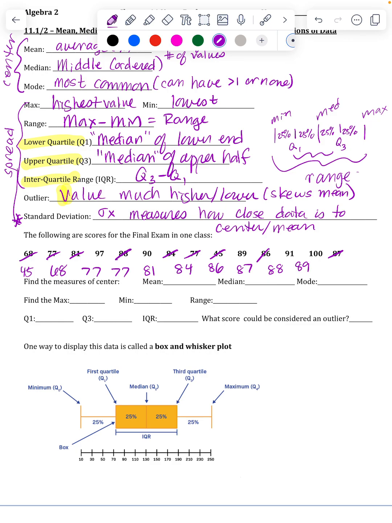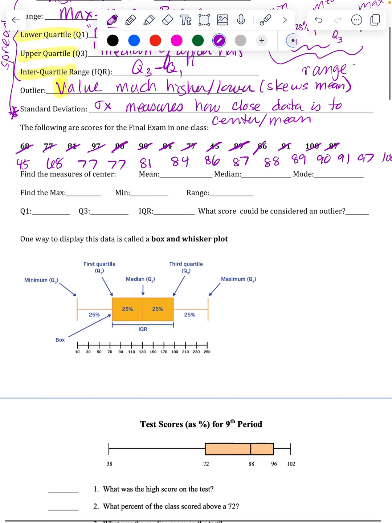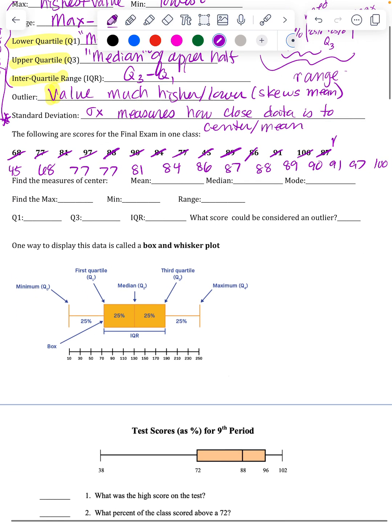89. I have a 90, a 91, running out of room, a 97, and a 100 that I'm going to cram in there at the end. Okay, one thing I'm going to need to know is how many numbers there are, and if you count these up, you're going to find out there's 14 of them.